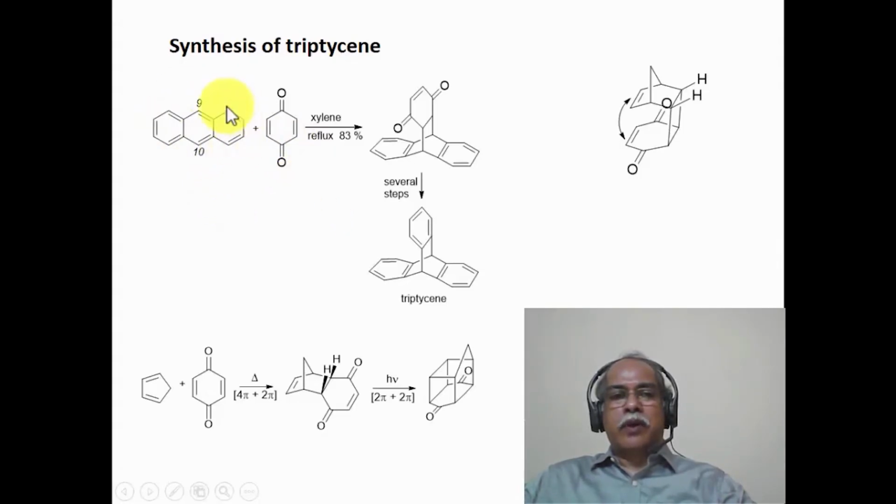The reaction of this molecule with the benzoquinone essentially produces the necessary framework for this molecule, and the reduction and elimination of hydrogen peroxide in this molecule essentially produces this triptycene molecule, which is the benzannulated 2,2,2 bicyclic system of this kind.